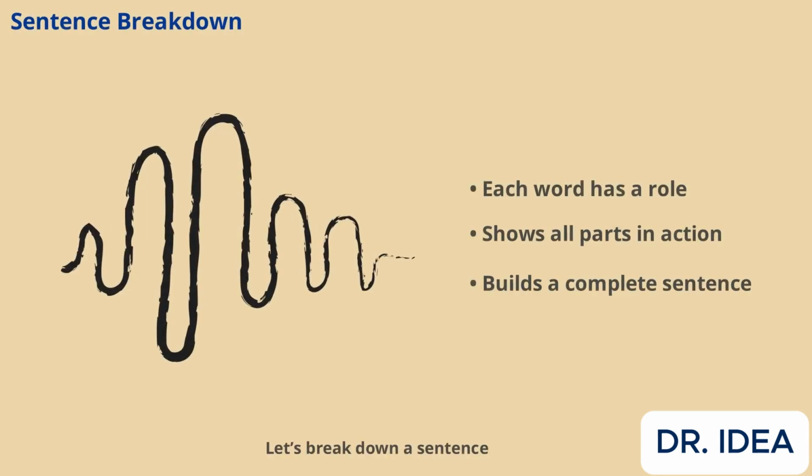Let's break down a sentence. The very excited children jumped happily over the small fence. Each word has a part of speech. The is an article, part of the adjective family. Very is an adverb. Excited is an adjective. Children is a noun. Jumped is a verb. Happily is an adverb. Over is a preposition. Small is an adjective. Fence is a noun. This shows how all the parts of speech work together.